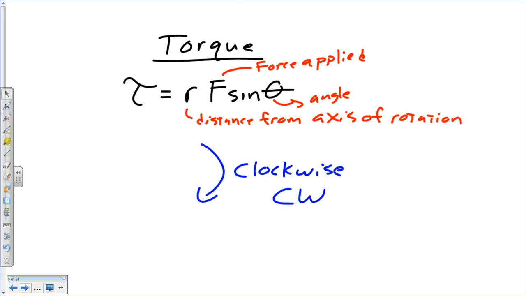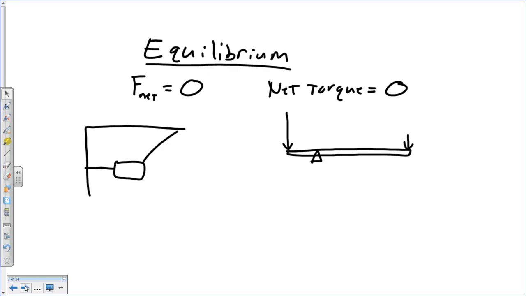Now, there are two types of torques. There's clockwise torque, which makes things spin that way. We abbreviate it CW, and counterclockwise torques, which spin the other way. I think "lefty loosey, righty tighty" is what I remember from when I was a kid.